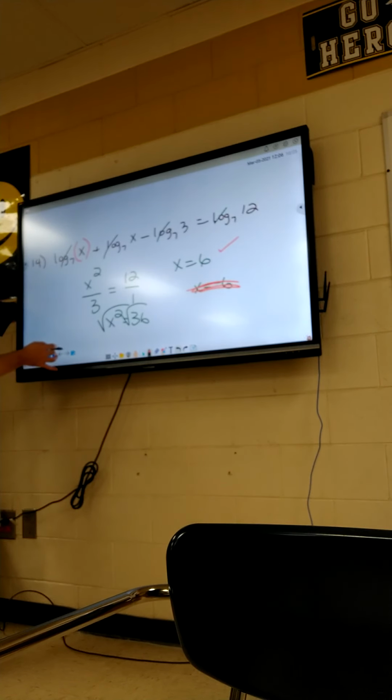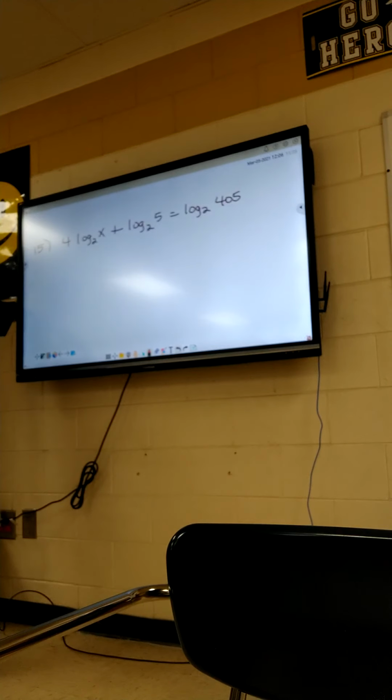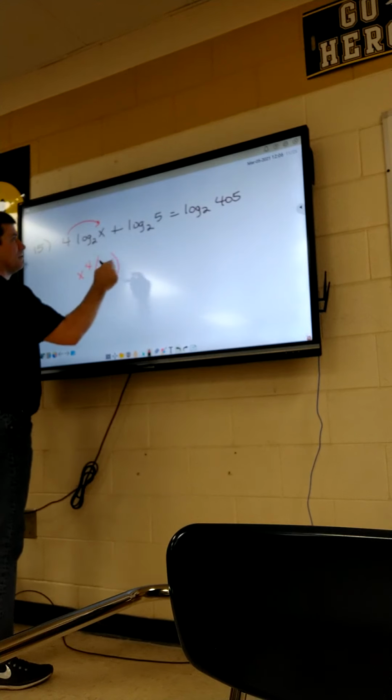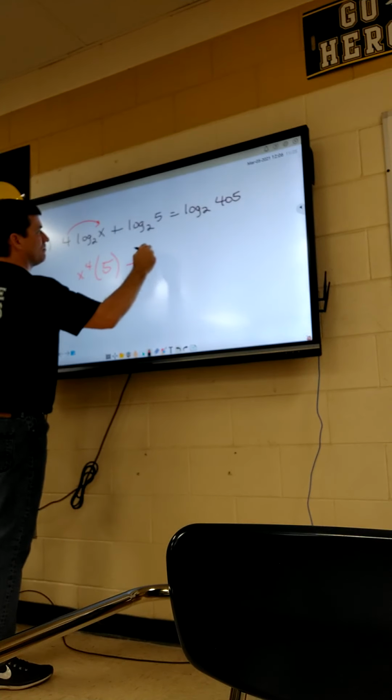Going to 15. All right, let's look at it. All right, Alexis, you got me on this one. Alexis Rao, what happens with the 4? What does the 4 become since it's a number in front of the log? Good job. She says it becomes an exponent. Everybody remember that? So that's x to the 4th times 5 equals 405.